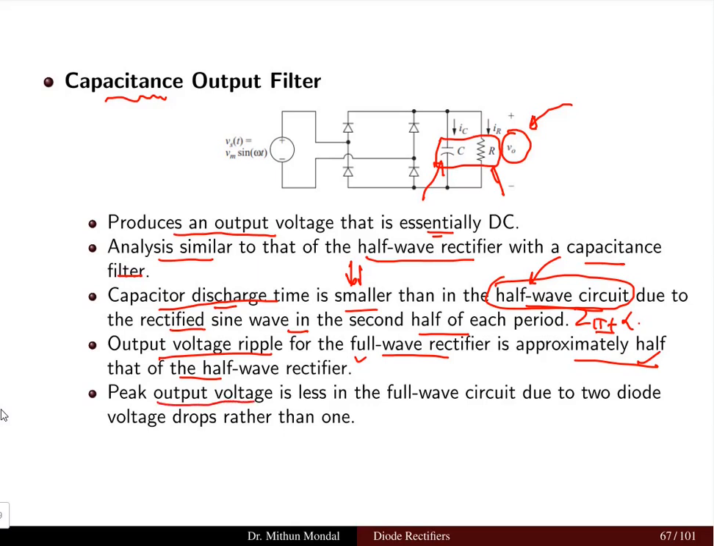The peak output voltage is less in the full wave circuit due to the two diodes' voltage drop rather than one. So when we talk about the peak output voltage, it is also less in the full wave circuit because there are two diodes whose drop must be considered, because at a time two diodes will be on. So you have to take the voltage drop of both the diodes.